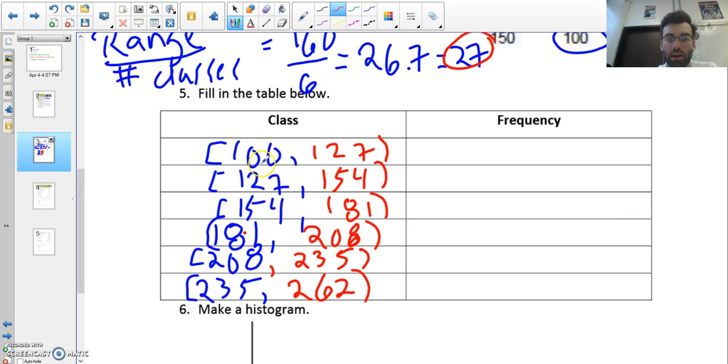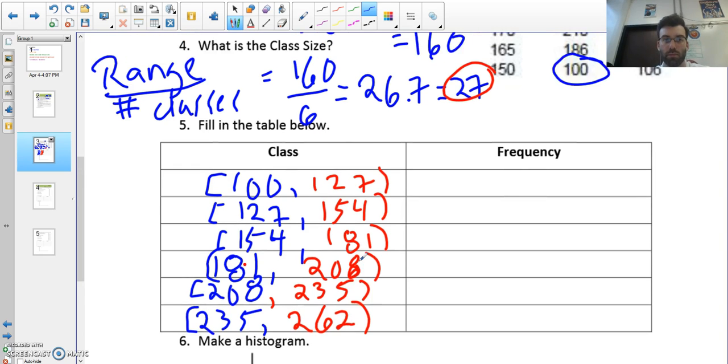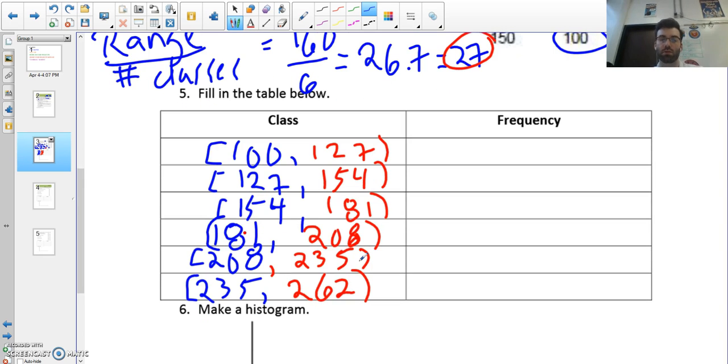Again, I'll read these numbers off: 100, 127, 127, 154, 154, 181, 181, 208, 208, 235, 235, 262. Okay? Frequency. The frequency is the more tedious part.